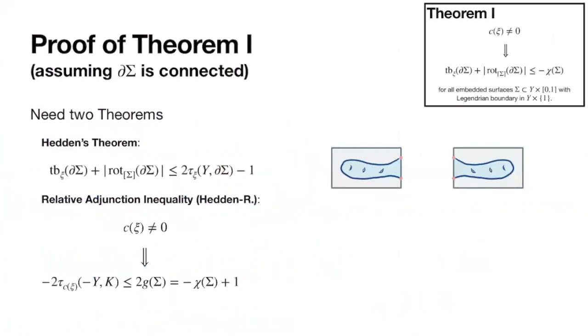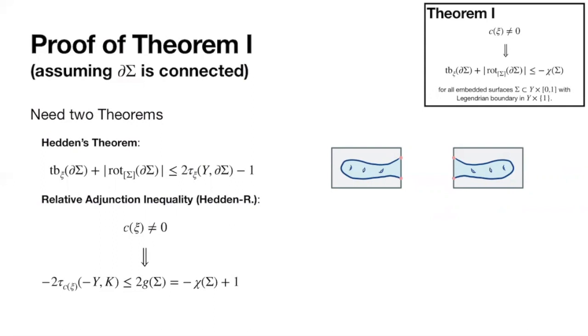I wrote the theorem again over here so you could be reminded. We just want to show that if the contact invariant is non-trivial, then I get this Bennequin inequality for all embedded surfaces in y cross 0, 1. I'll just talk about the proof in the case where the boundary of the embedded surface is connected. It remains true if we have a non-connected boundary, but I'll keep it simple for this talk since I don't have much time.